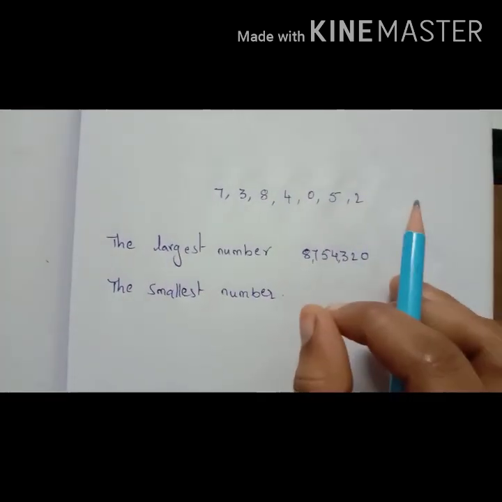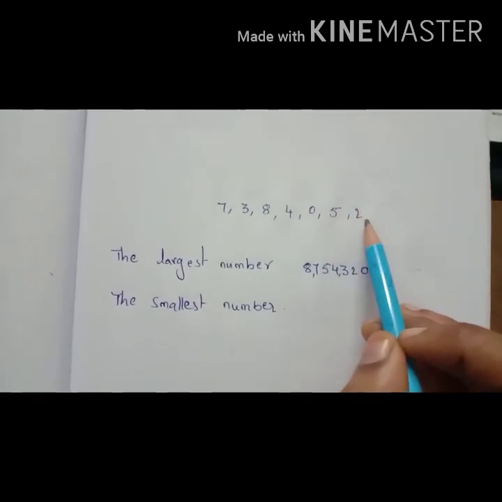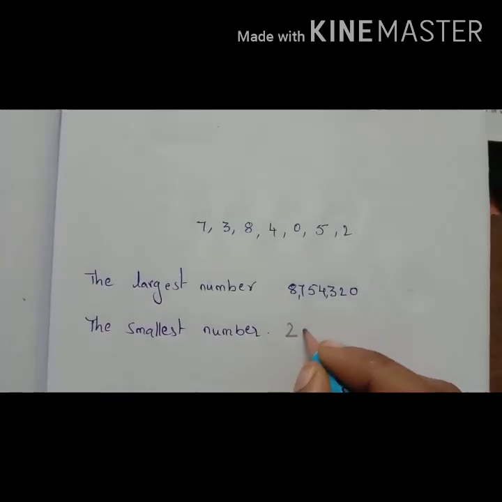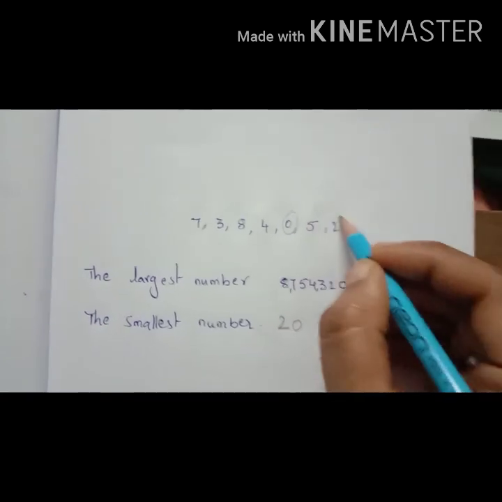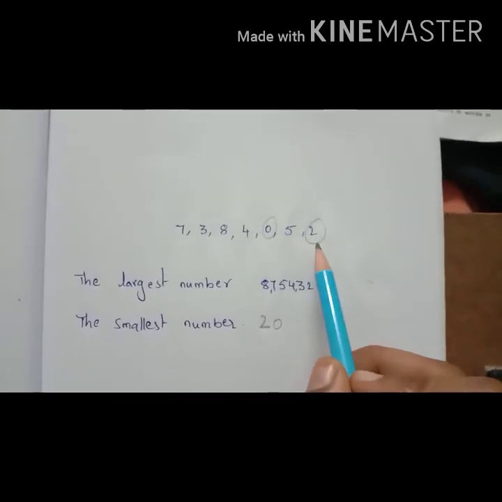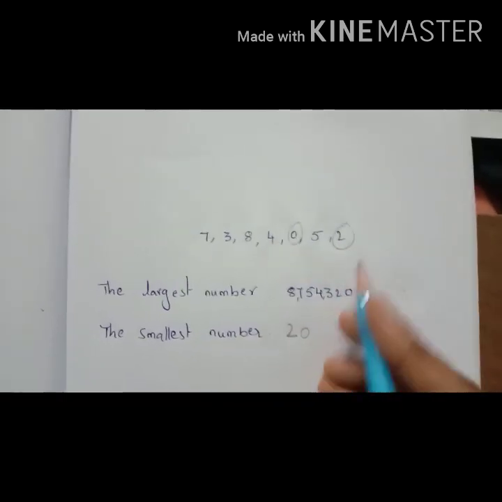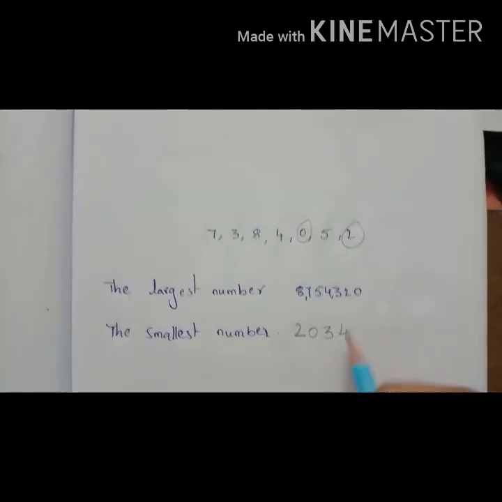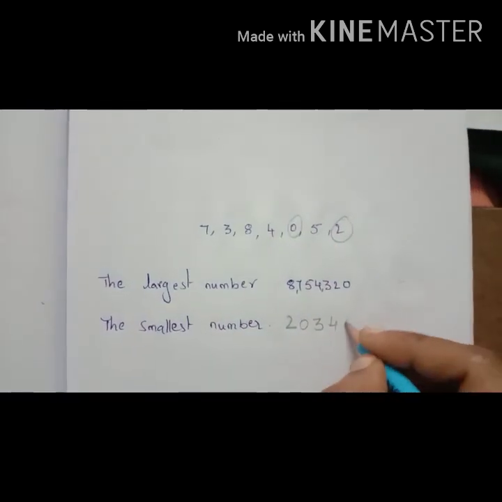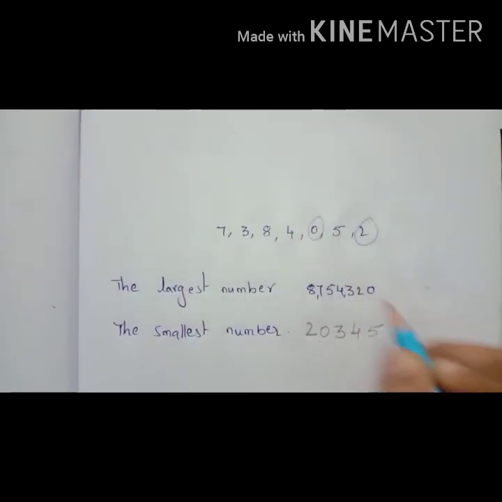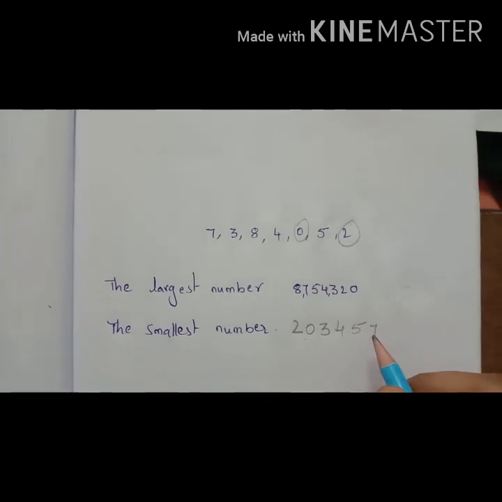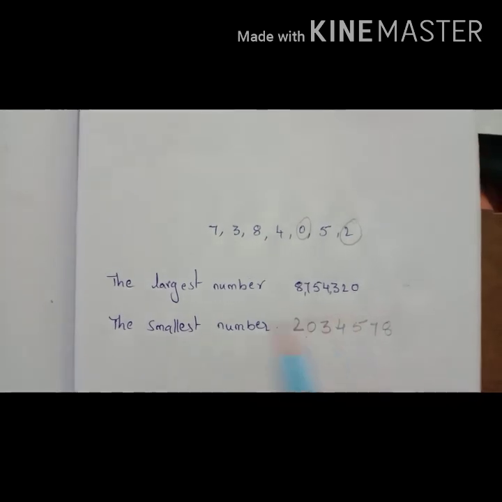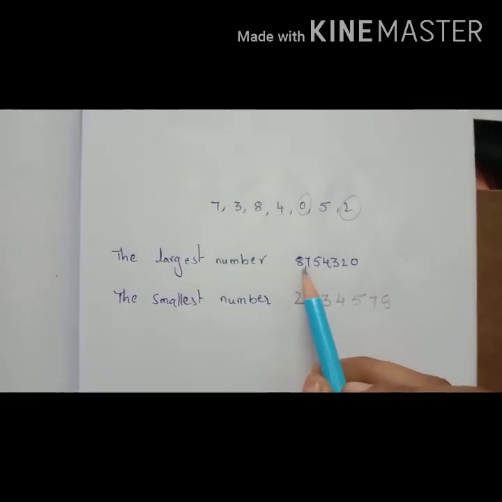What is the next smallest number? After 0, which is the next smallest number? 2. First we have to write 2. Afterwards we have to write 0. 0 finished, 2 also finished. Next, which is the smallest number? 2 after 3. Next, 3. Next, 3 after 4, 4 after 5, 5 after 7. And next, what is the number? 8.